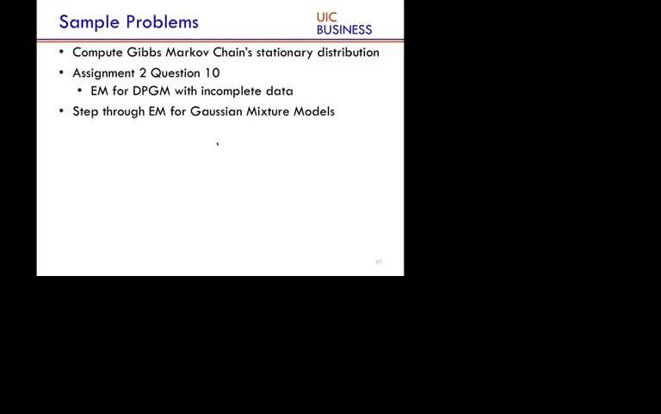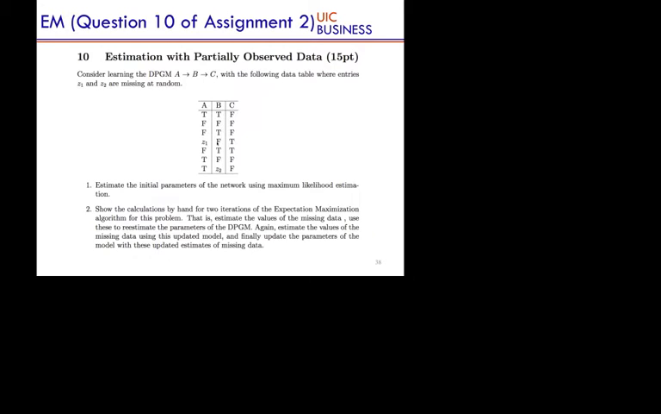Okay, so let's actually go to assignment 2, question 10, which was expectation maximization for a directed probabilistic graphical model with incomplete data, right? So just to recollect what that question was. So who is not familiar with this question?